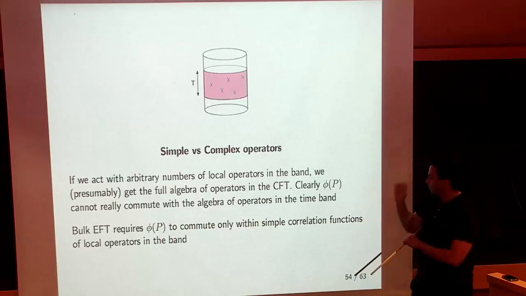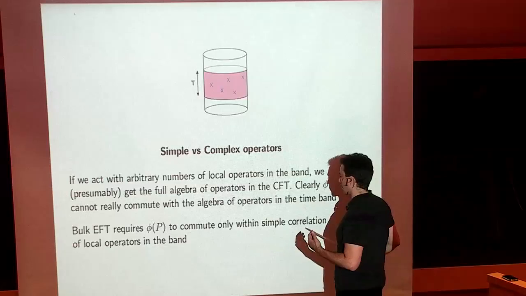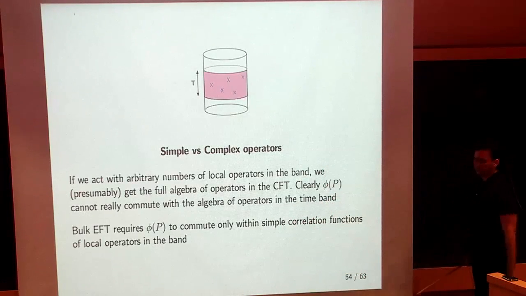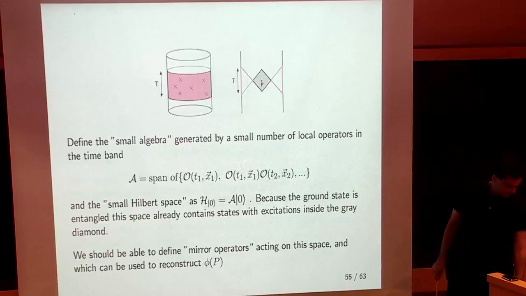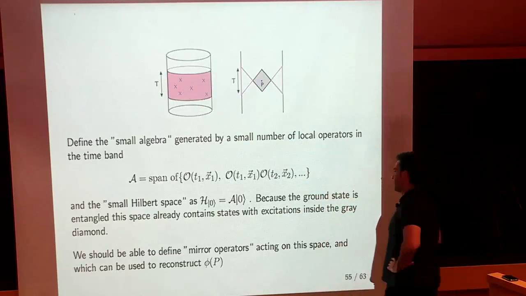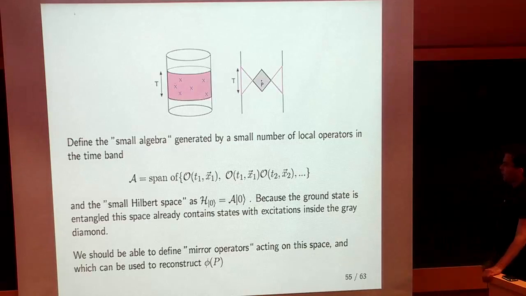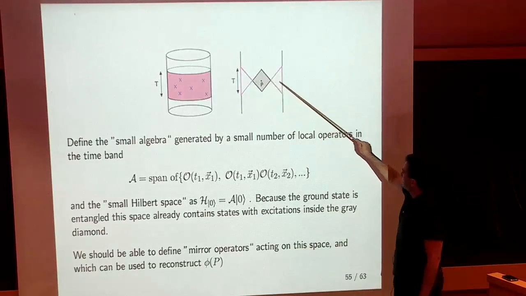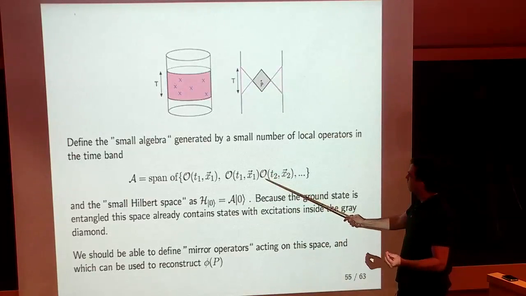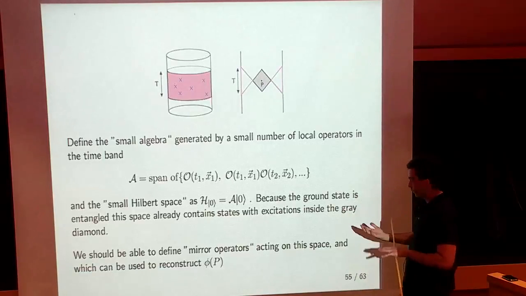On the other hand, what bulk effective field theory requires from us is not that this point at the center commutes with all operators, but only that it commutes with operators inside simple correlation functions of the local boundary field. So in that sense, we again can define this small algebra of acting with single trace operators on the boundary, a small number of them, and define a small Hilbert space, which is like the code subspace that we heard about. And because the ground state of the bulk theory is entangled, it's very natural to expect that this Hilbert space will contain states which are excited inside the diamond. So this is like a bulk version of the Reeh-Schlieder theorem.